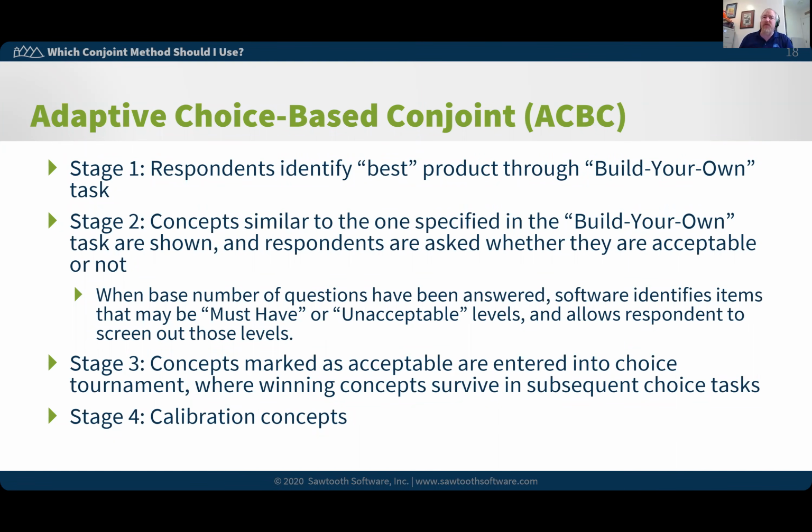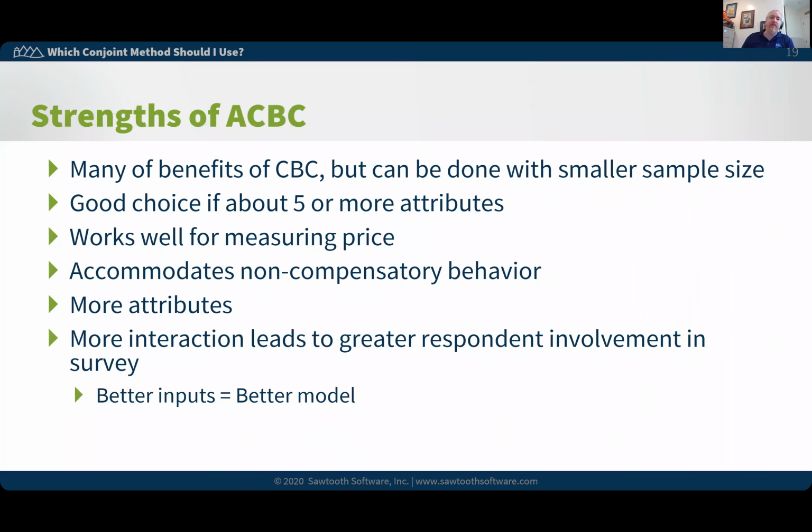So again, you know, if you're looking at a new market item, this is a way that you can get at that new market purchase likelihood. How likely are they to enter this market in the first place? Okay, strengths of ACBC. A lot of the benefits of regular CBC, but can be done with smaller samples and larger numbers of attributes. It's a good choice if you have, you know, 5 or more attributes, especially if they're complex. It works well for measuring price.